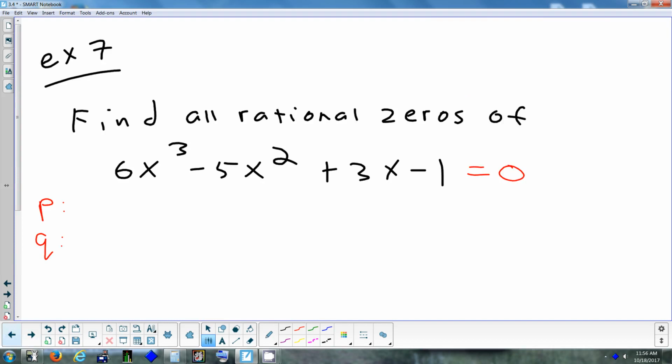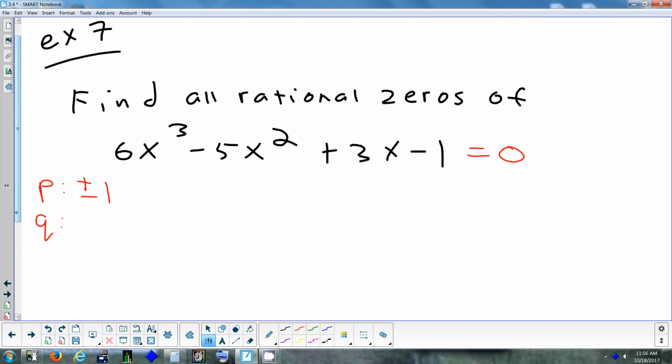What are my possibilities for p this time? There's not really a lot. Plus or minus 1. Possibilities for q. Plus or minus 6. Plus or minus 1, plus or minus 3, and 2. So plus or minus 1, 2, 3, 6.